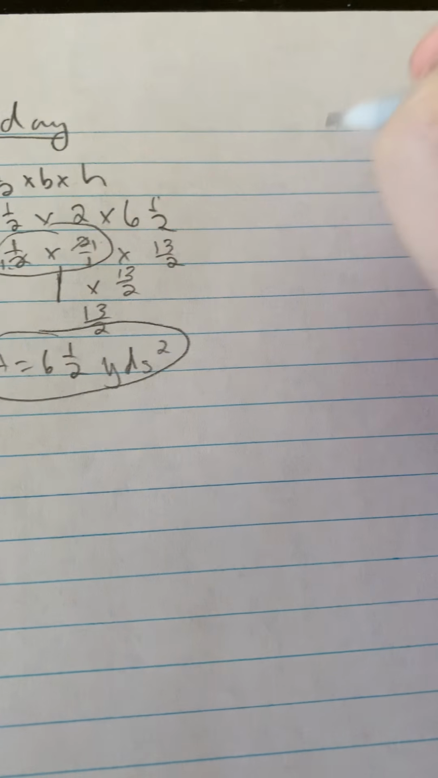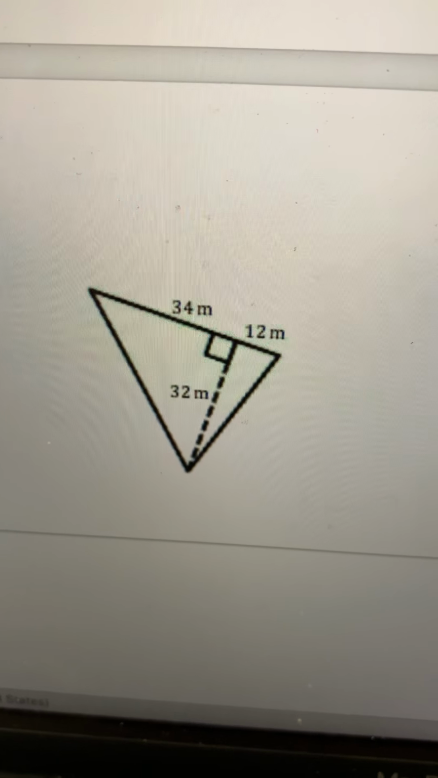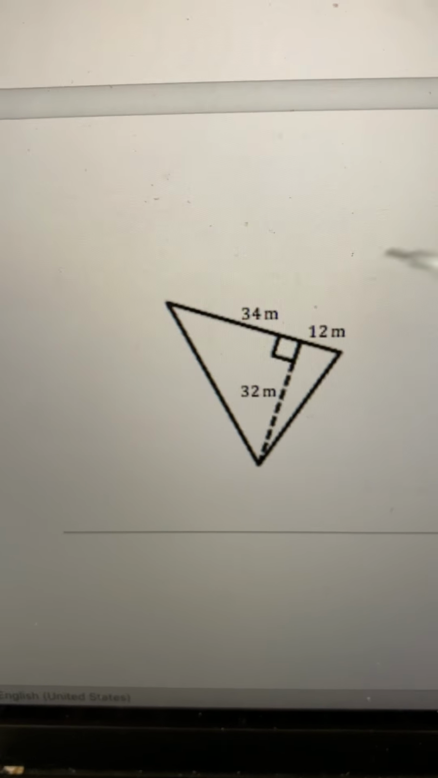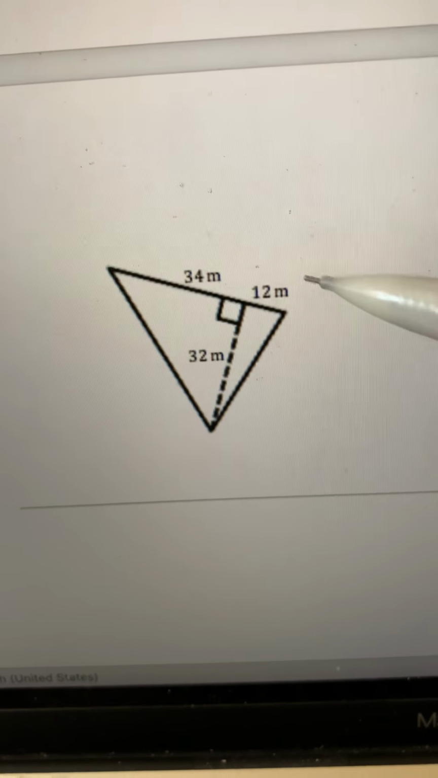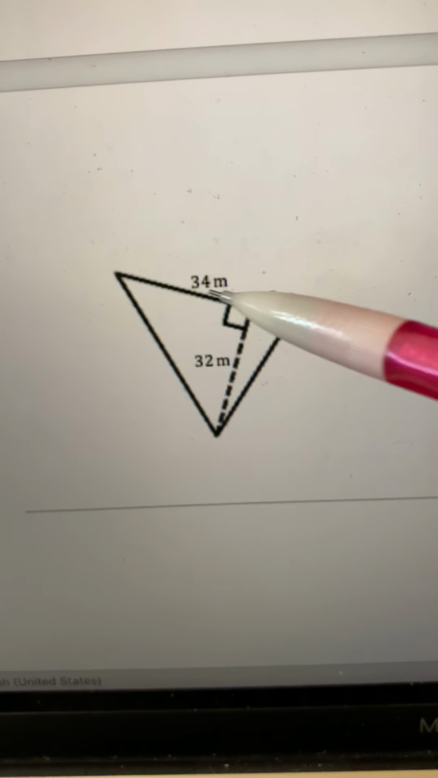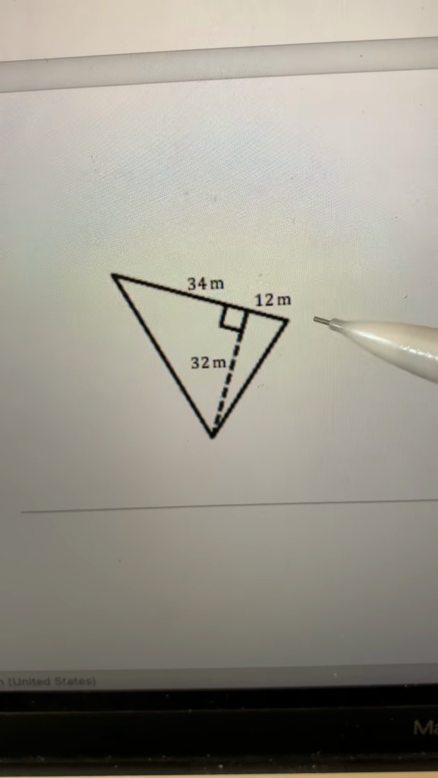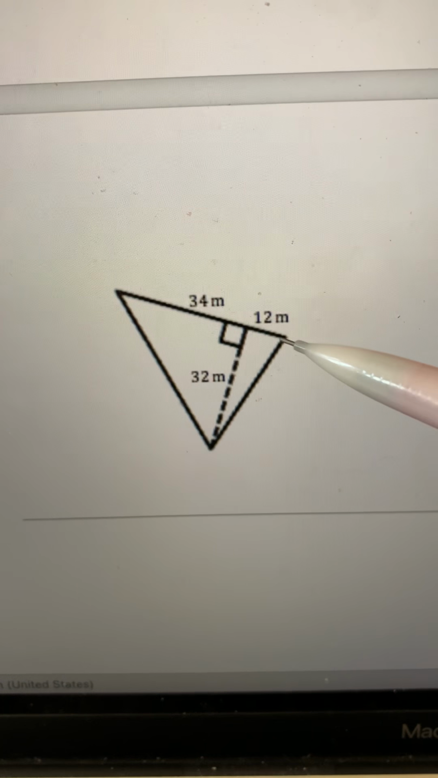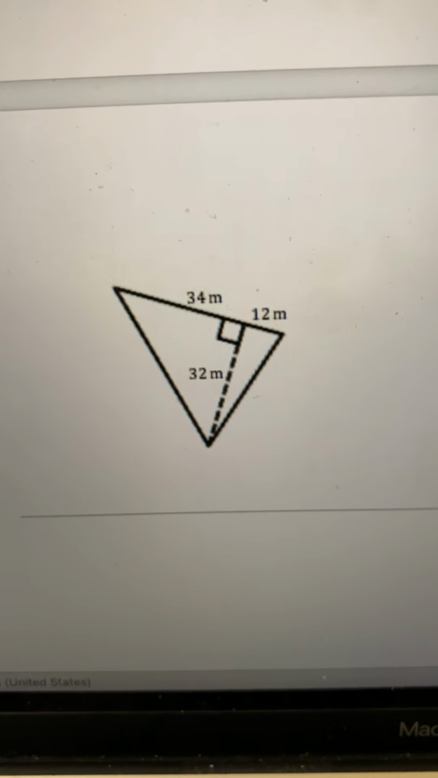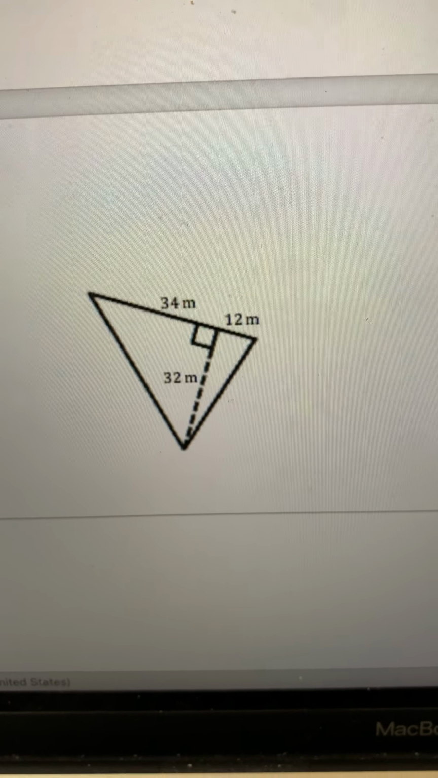Okay. For number 2. Number 2 can be a little bit trickier because there's actually 3 numbers now. So we have to decide what is our base. Our height is obviously 32. Our base is not 12, and our base is not 34. 34 is just this part of the line. 12 is just this part of the line. So to find my entire base, I have to combine those 2 numbers, 34 plus 12, which gives me 46. So this entire line is 46.